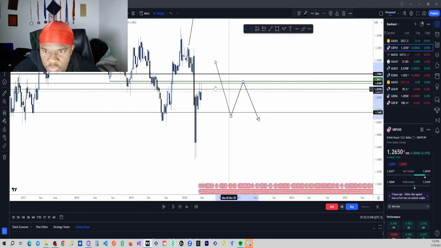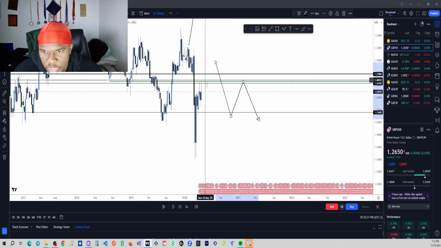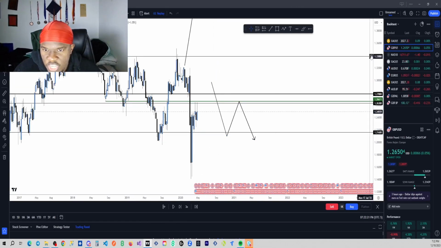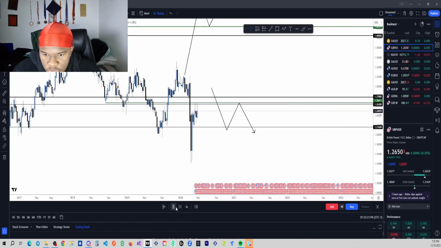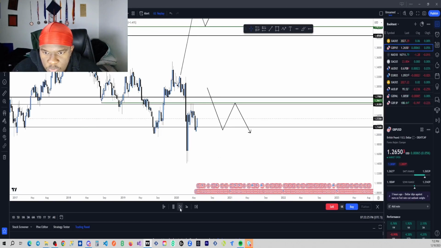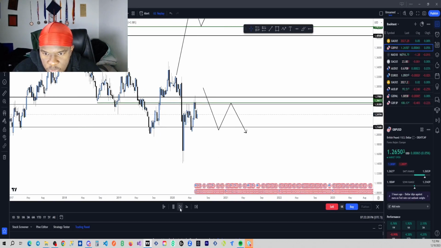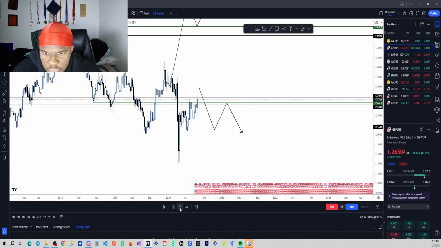This was not a shift of structure. This was a continuation of structure because price was bearish. We're just continuing the bearish trend. A shift of structure is a change in direction. All right. So let's see. Beautiful retest, beautiful, beautiful retest of the low. And let's see what happens.